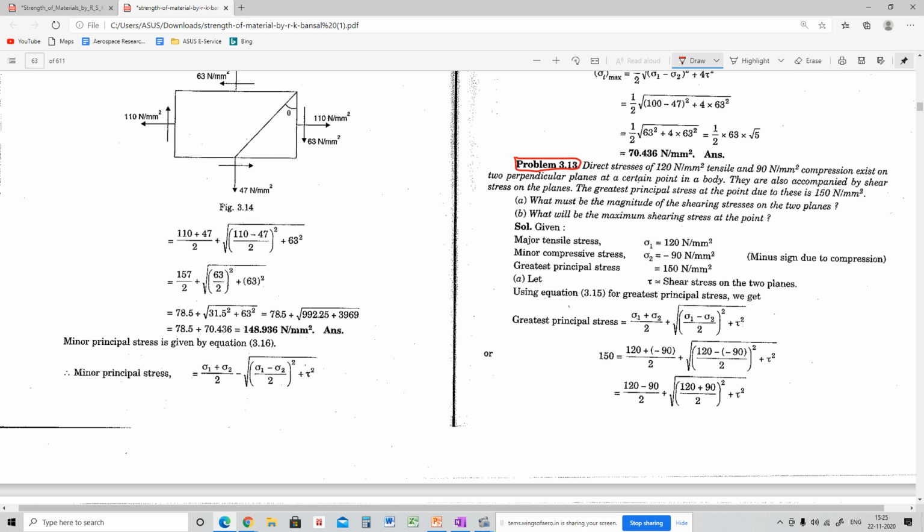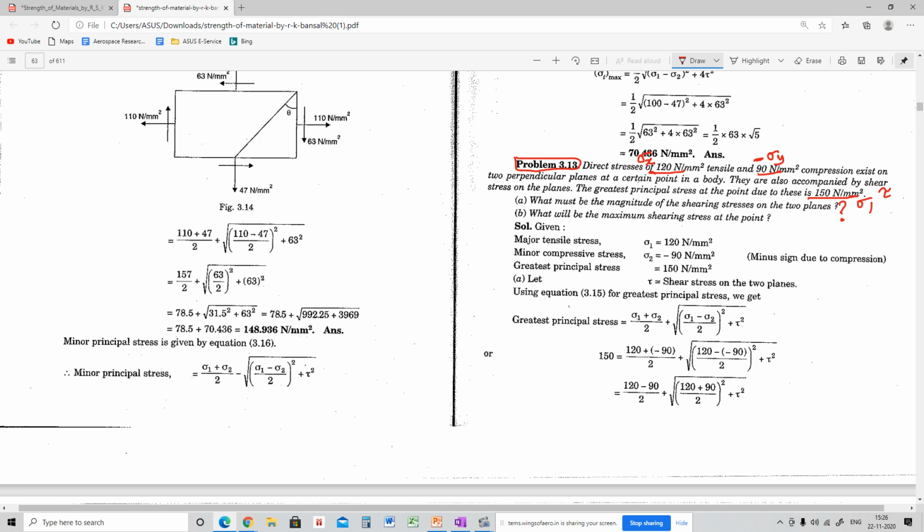What must be the magnitude of the shearing stress on the two planes, and what will be the maximum shearing stress at the point? In this question they have given the stresses. Let's consider the direct stresses as sigma x and sigma y. Sigma y is compressive, so it will be negative. Now they have said it is also accompanied by shear stress, but the value has not been given. They asked us to find that value. The greatest principal stress has been given, which is the major principal stress, sigma 1.